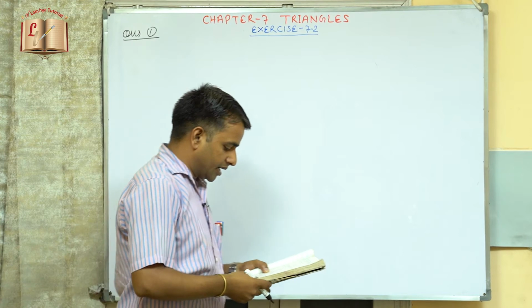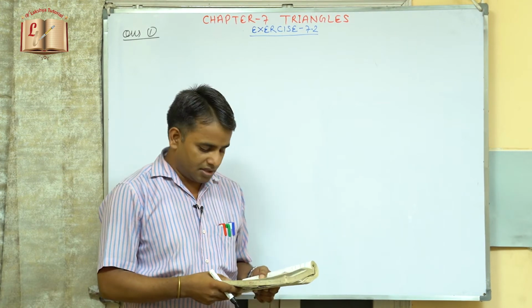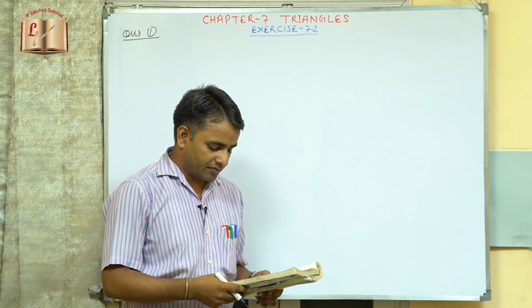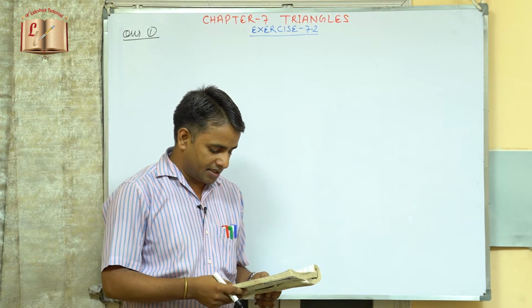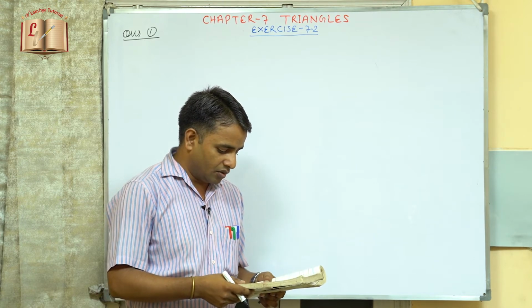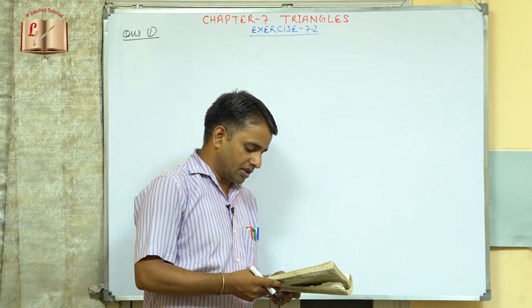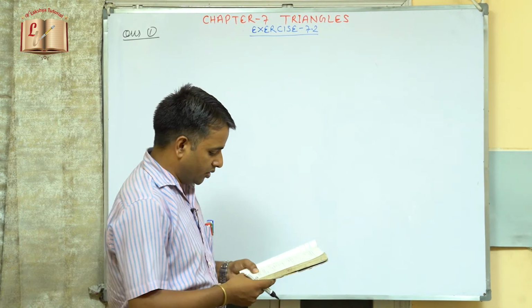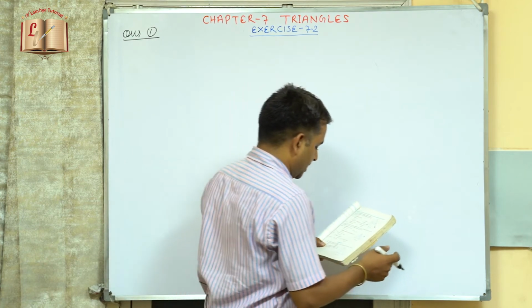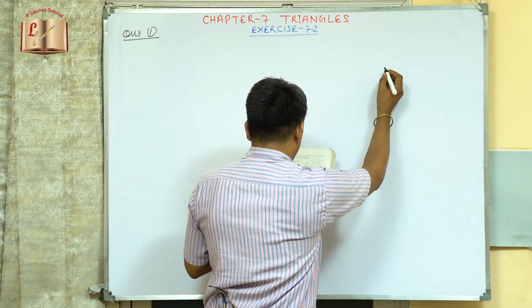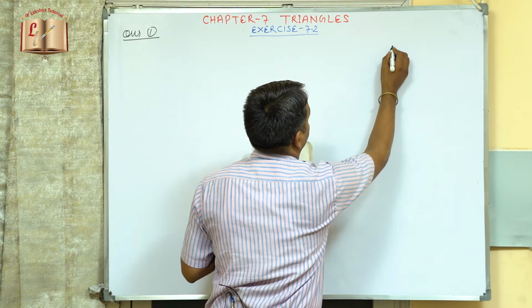In an isosceles triangle ABC with AB equals AC, the bisectors of angle B and C intersect each other at O. Join A to O so that OB is equals to OC and AO bisects angle A. So now we will draw a figure for this.